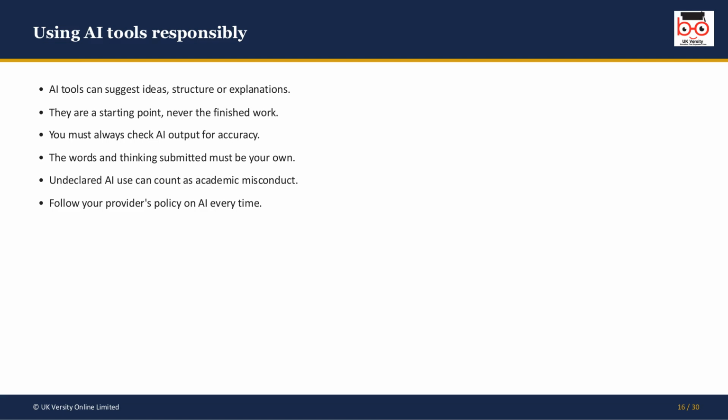AI tools deserve a careful word here too. They can suggest ideas, structure, or explanations, but they're a starting point, never the finished work. You must always check AI output for accuracy, and the words and thinking you submit have to be your own. Undeclared AI use can count as academic misconduct, so follow your provider's policy on AI every single time.